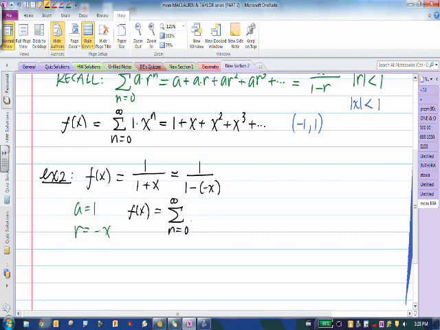So if we plug it into the formula for a geometric series, f of x is equal to sigma n equals 0 to infinity negative x to the n. Which in this class, it's preferable that we simplify it as sigma n equals 0 to infinity and break it up as negative 1 to the n, x to the n. And you can see it's very much just the previous series except for the signs alternate.